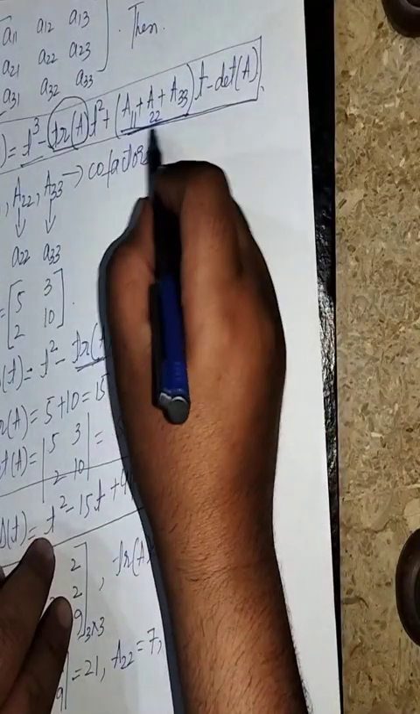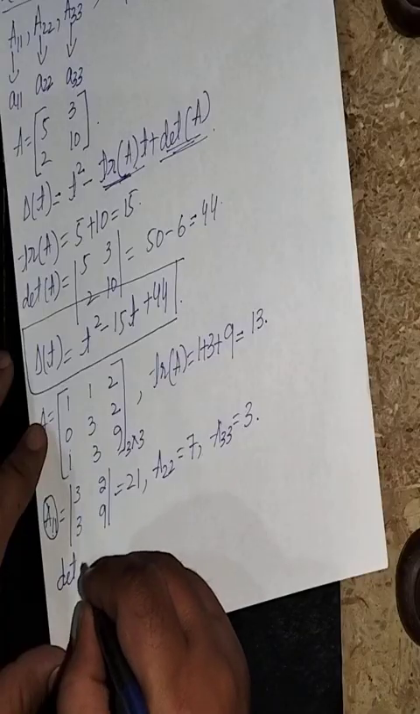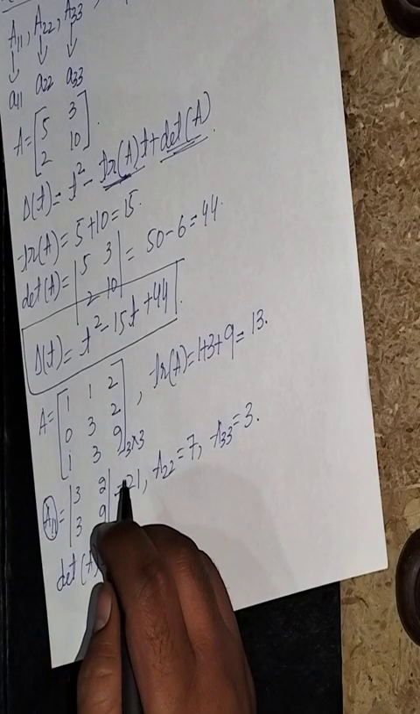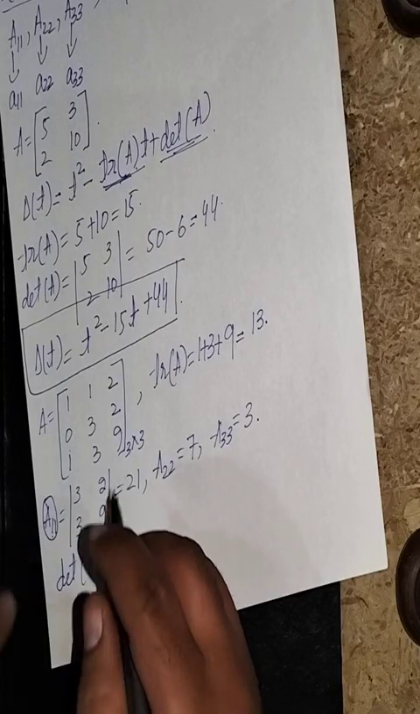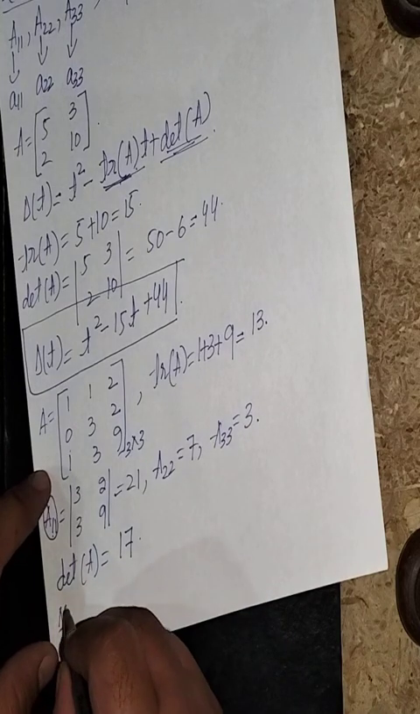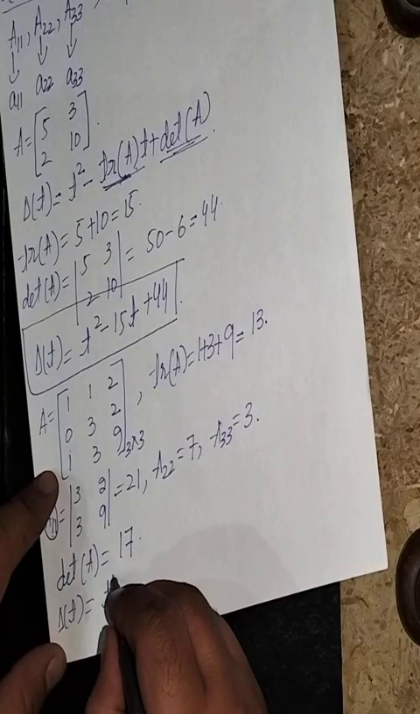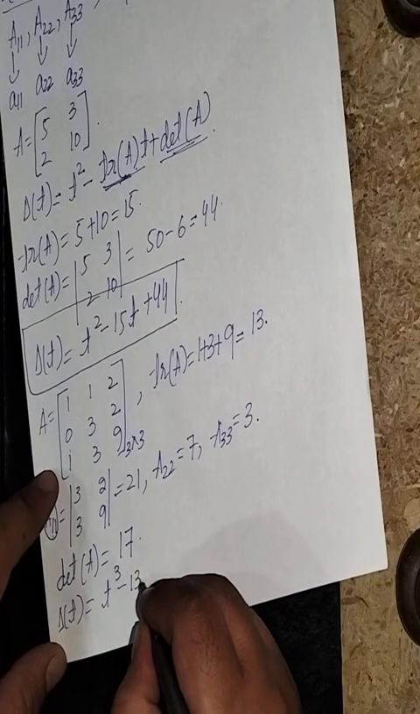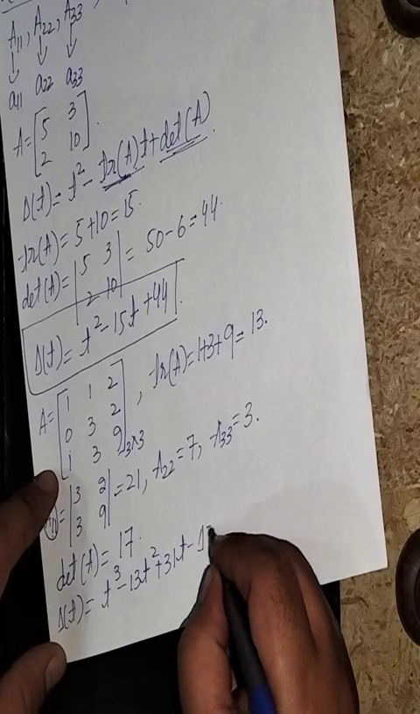Now cofactor आपने find out कर लिया. Now you have to find the determinant. तो determinant of A मैं डायरेक्ट लिख रहा हूँ, आप find out कर सकते हैं. So determinant of A will be equal to 17. Now put these values in your original expression, original formula. This will be equal to t cube minus 13 t square plus 31 t minus 17.